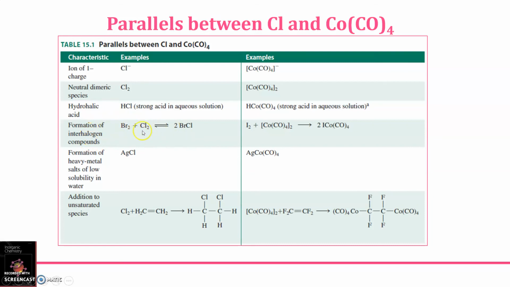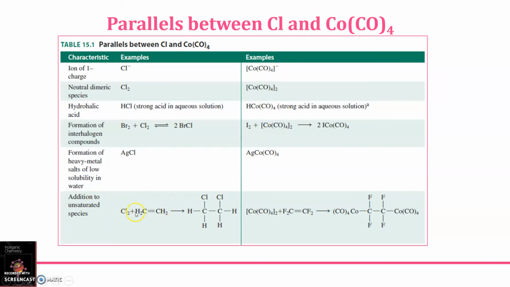But there are some limitations in understanding this, because this is not as soluble as HCl. The formation of the interhalogen compounds is possible here. So in case of chlorine, it forms BrCl. Similarly, Co(CO)4 also forms compounds with iodine. So that is what is shown here. Then chlorine forms heavy metal salts of low solubility in water, for example AgCl. Similarly, Ag plus can also be accommodated with Co(CO)4.